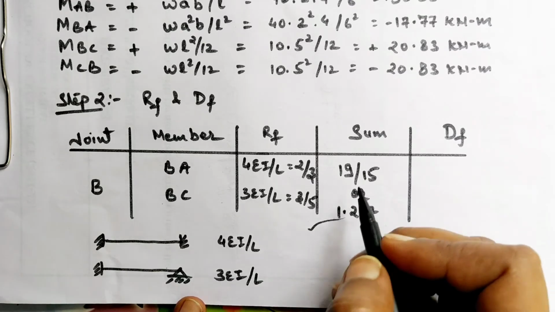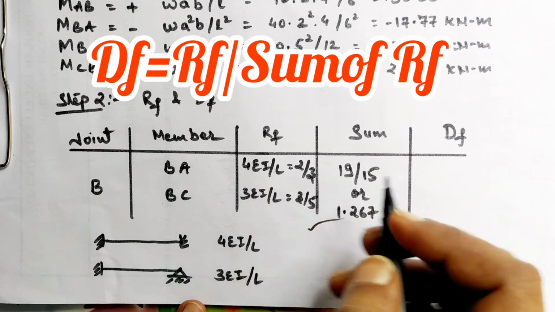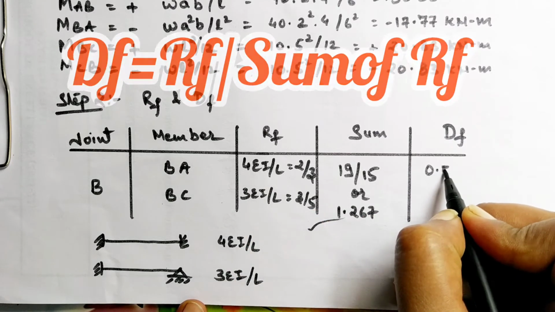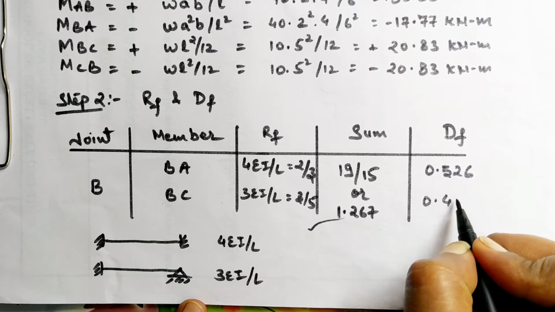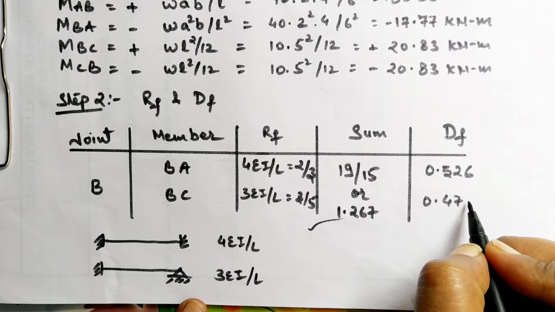So what is your DF? DF is your RF divided by your sum. So this will come out to be this much. Always remember, the sum of all the DF coming at a joint has to be equal to 1.